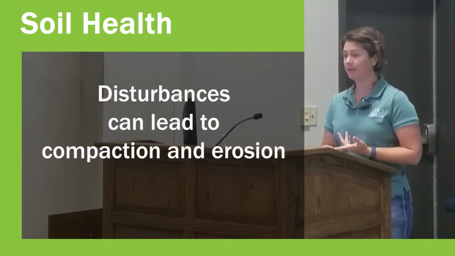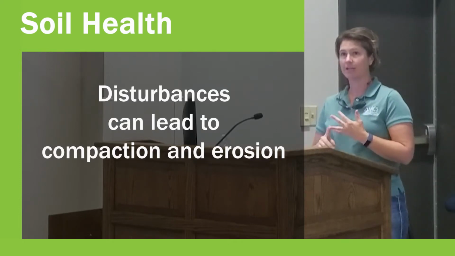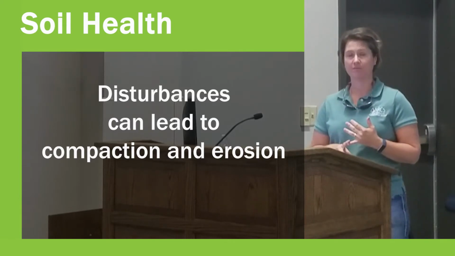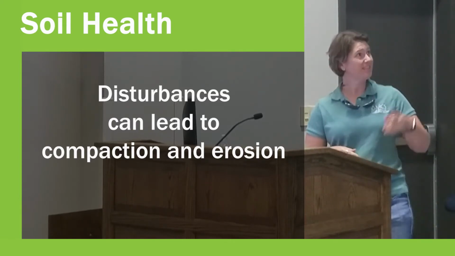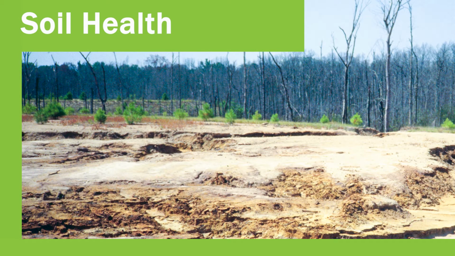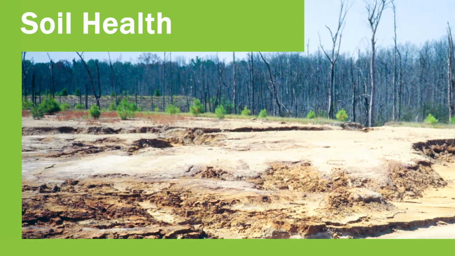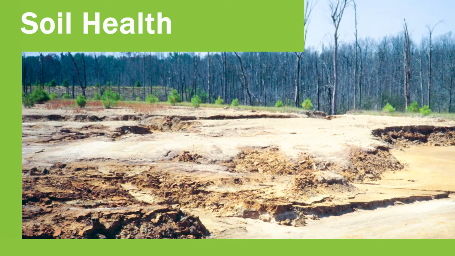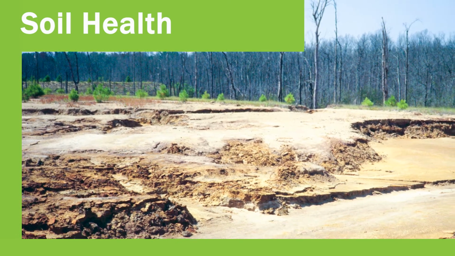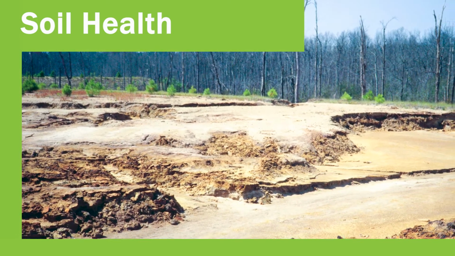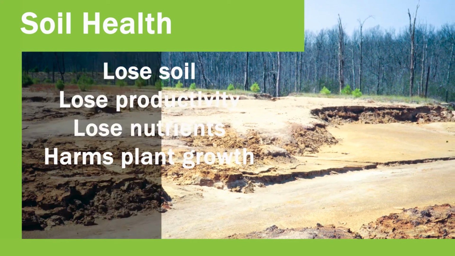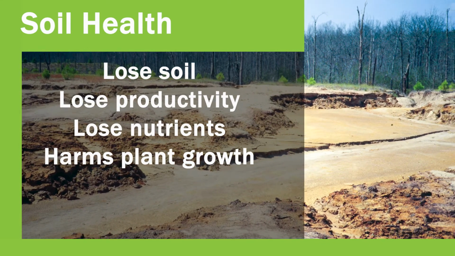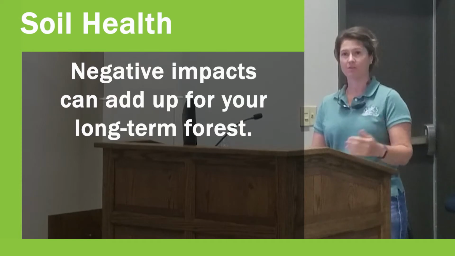Disturbances from thinning, from harvesting, any kind of cutting of roads and trails can lead to compaction and erosion if we're not careful in our management practices. So this is the worst case scenario. That's what we don't want to see when we go out there: somebody that's clear cut everything and let one small little drain turn into a gully, and then we've lost acres and acres of ground. When we lose soil, we lose productivity, we lose nutrients, and it harms plant growth. All those negative impacts can really start adding up for our long-term forest.